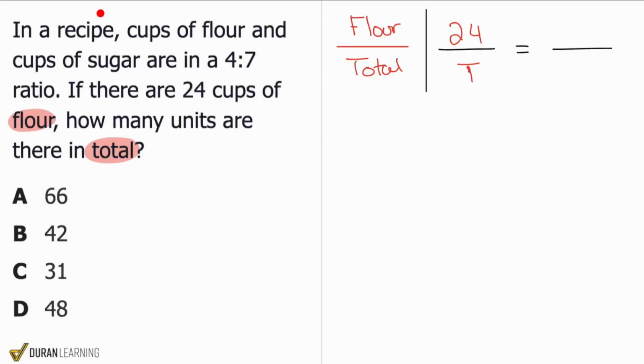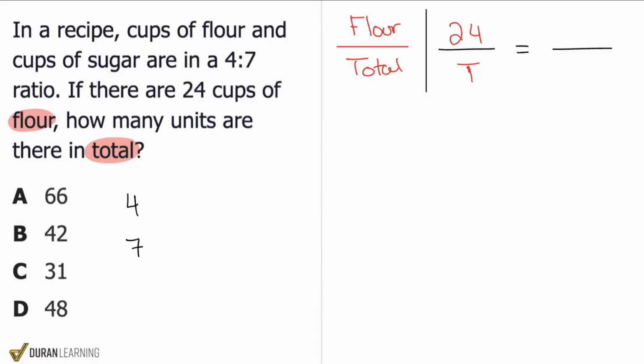So in a recipe, cups of flour and cups of sugar are in a 4 to 7 ratio. One more time. Flour to sugar in a 4 to 7 ratio. Okay, so let me show you this here. We have 4 and then we have 7. Help me out, everybody. 4 is represented by what? What represents the 4 here? The 4 is the first number given in that ratio, the first word listed in the ratio. Yeah, it's going to be flour.